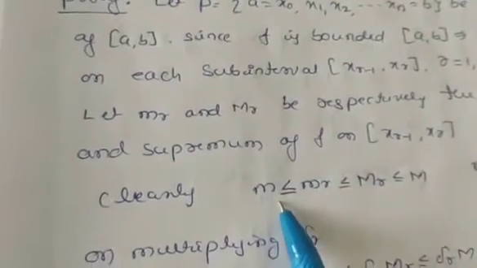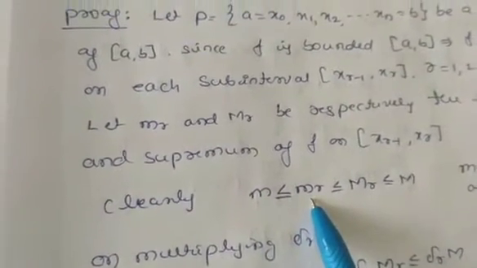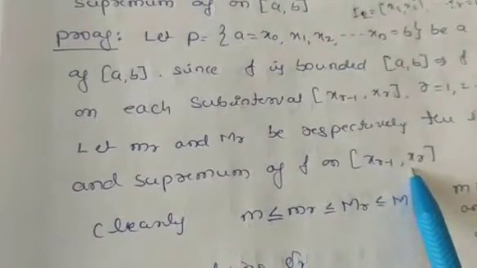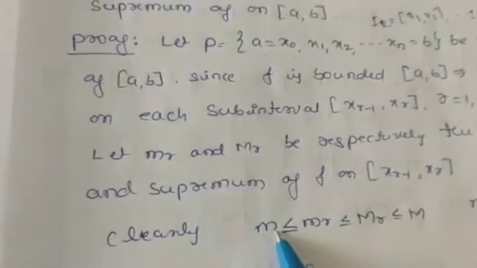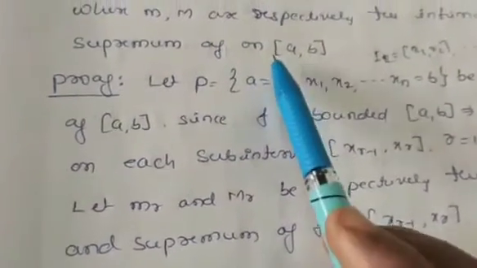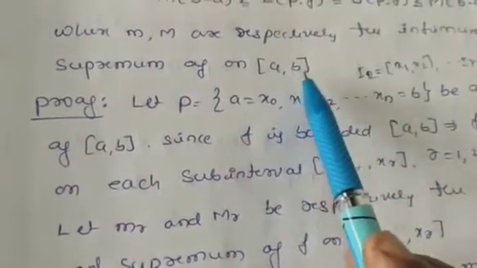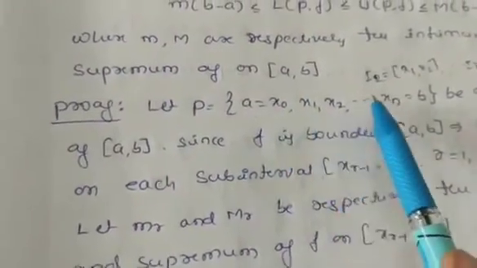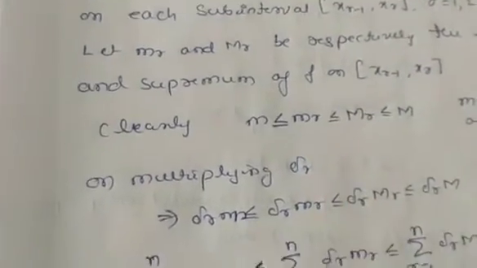Now we know that m is less than or equal to m_r, because m_r is the infimum of the rth interval. This is m_r and this is capital M_r. Small m is the infimum and capital M is the supremum of [a, b], and these are the in-between values, small m_r and capital M_r.